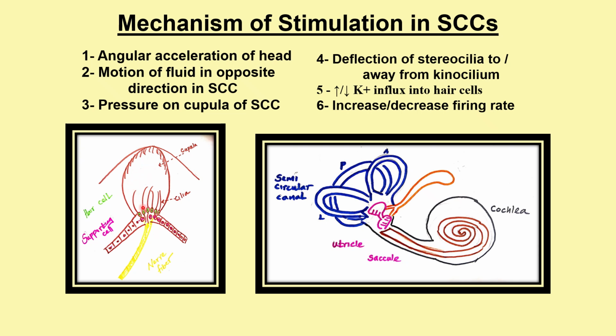So there is deflection of the stereocilia, either towards the kinocilium or away from the kinocilium, depending on the situation. This increases or decreases the potassium influx into the hair cells. When the stereocilia move towards the kinocilium, it increases the firing rate. Moving away from the kinocilium, it decreases the firing rate. This is the mechanism of stimulation of the semicircular canal.